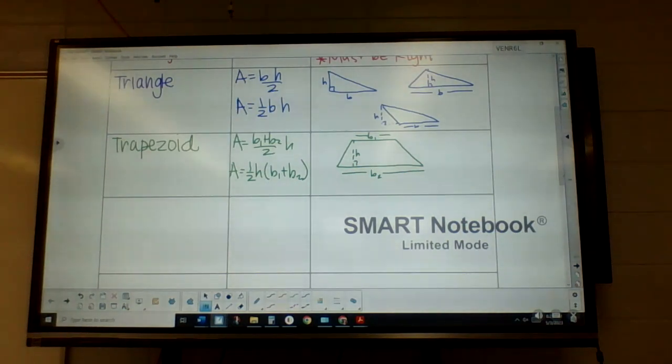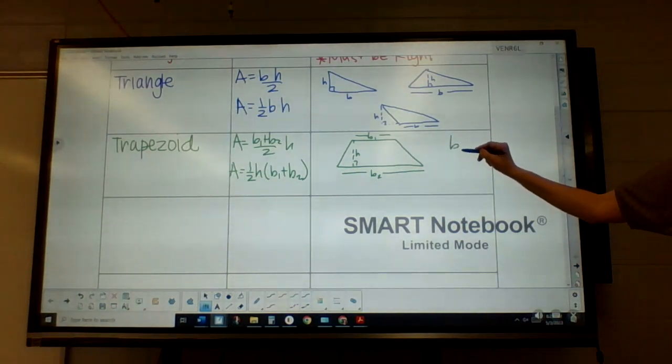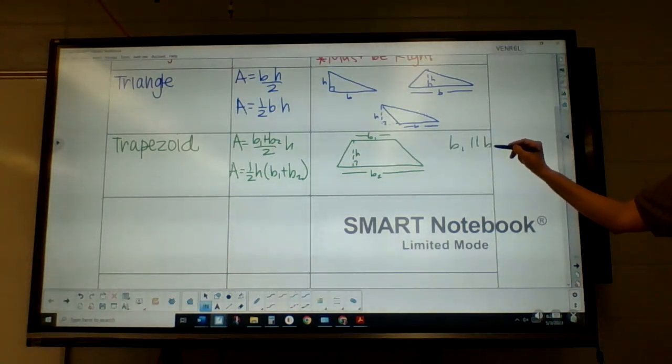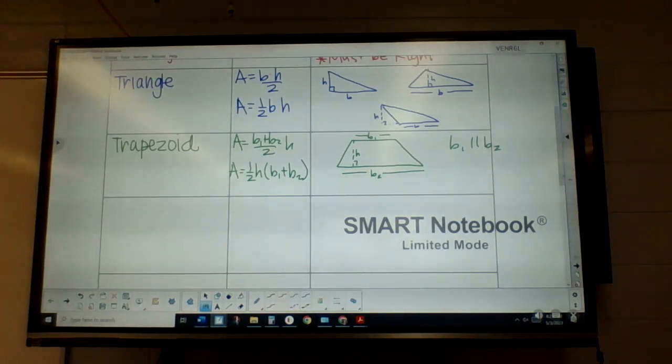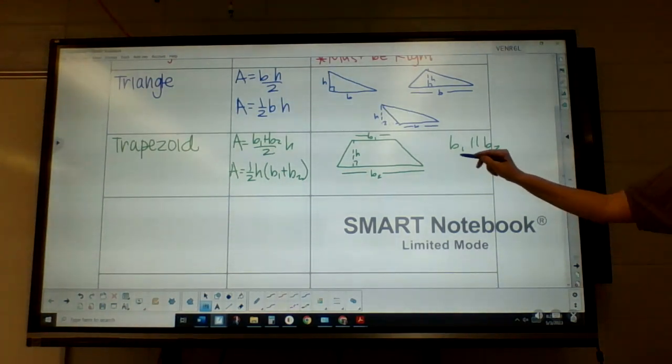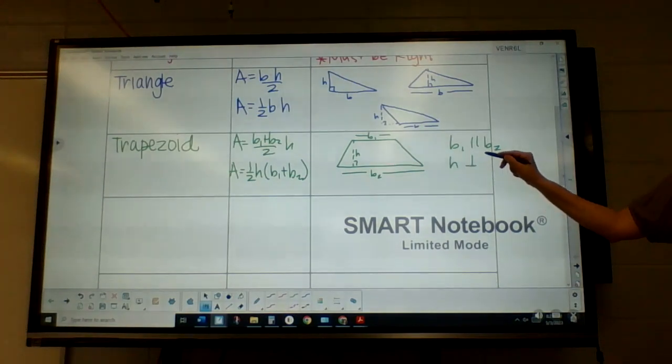So in our trapezoid here, it's important to know that B1 and B2 are parallel. So those bases are parallel. And then the height is perpendicular to the bases.